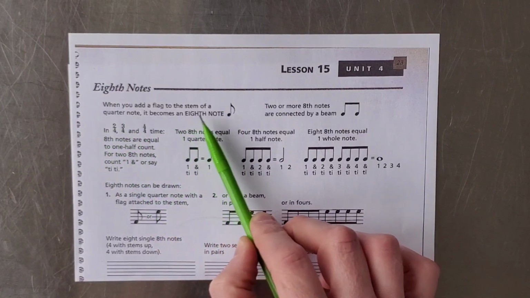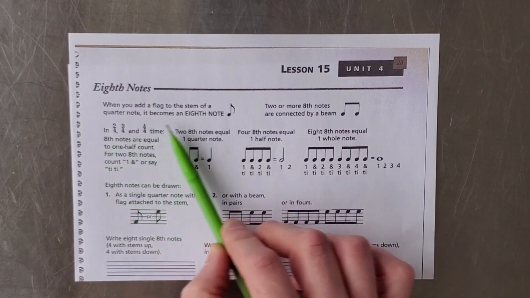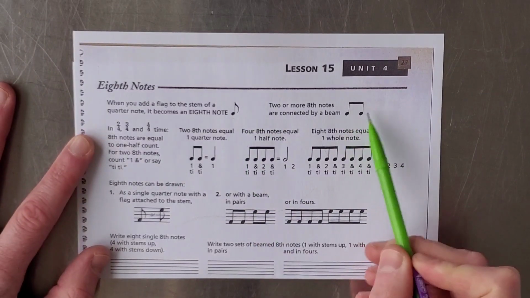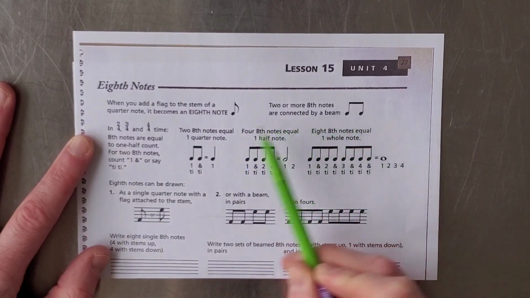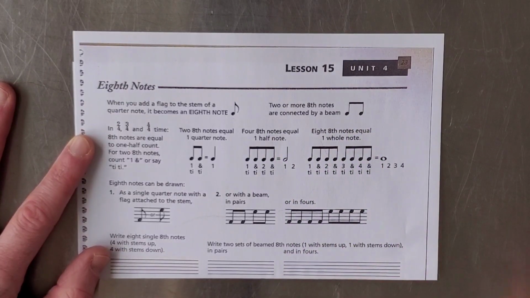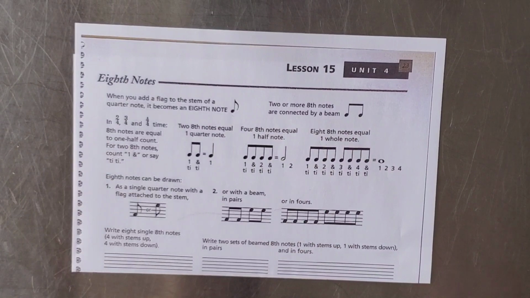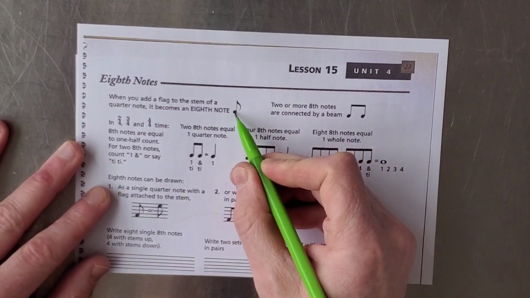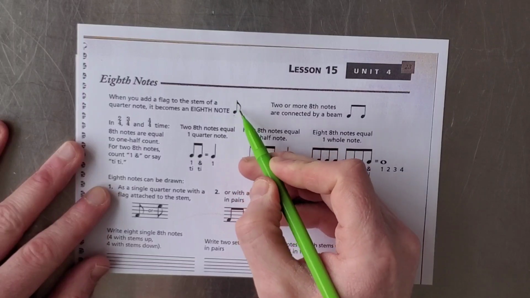When you add the flag to the stem of a quarter note, it becomes an eighth note. So that's what a single eighth note looks like, right? Two or more eighth notes are connected by a beam. I always like to think about this, I just have a way of remembering things. I've got this eighth note here, boom, there's a flag on it.